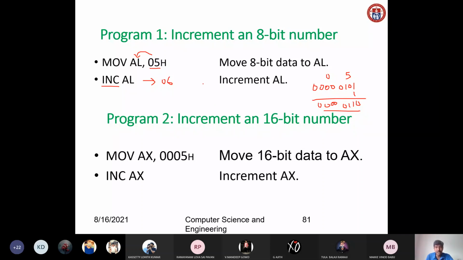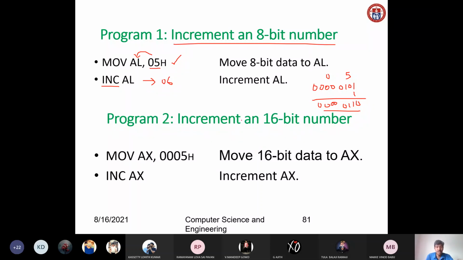In the first step, I am using a data transfer instruction. This is immediate addressing mode, and the constant value 05 is moved into AL. In the second instruction, I am incrementing the AL value by 1. Already my AL value is 5, and after incrementing, the AL value is 6. This is how we can increment an 8-bit number.